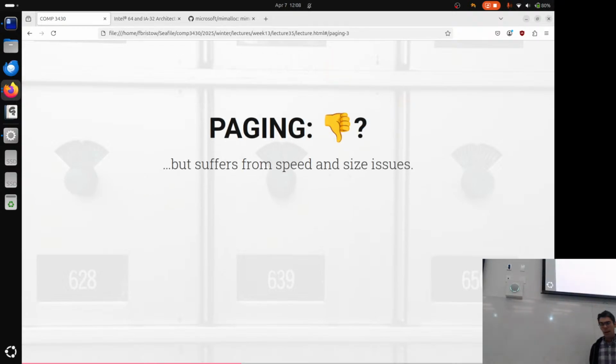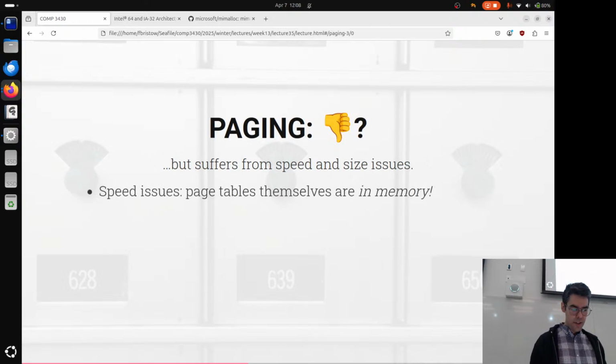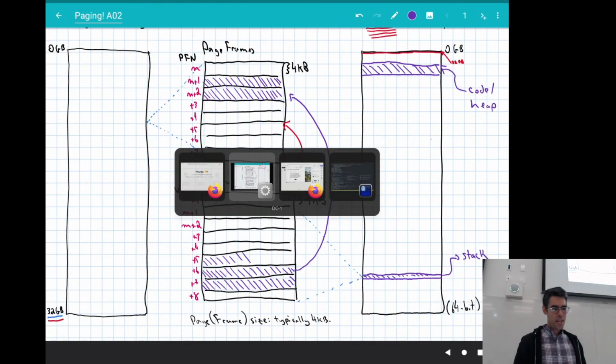But this is still problematic. Paging still has a couple of major problems. The first, and one of the things that I didn't really illustrate in this picture, is that we have to put these page tables in memory. They don't exist in some other magical location. Just like the operating system has to live in memory, page tables have to go in memory. And in fact, page tables have to go in page frames. Yeah, so let that blow your mind for a second.